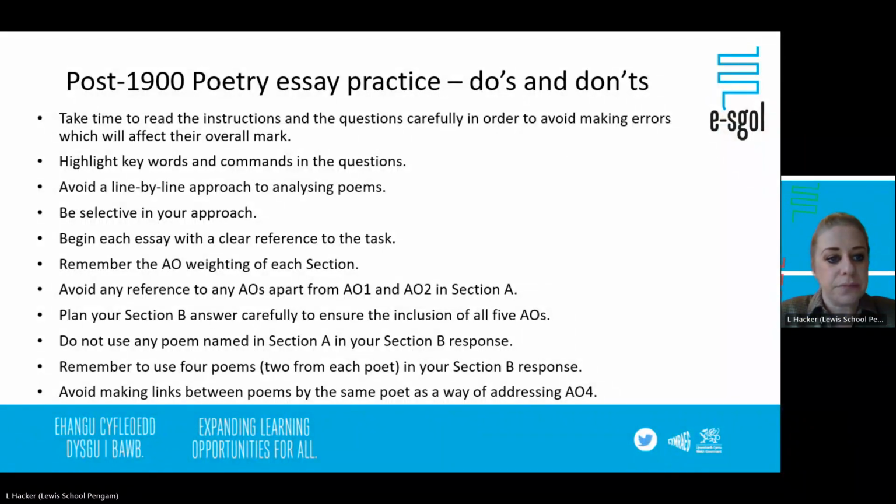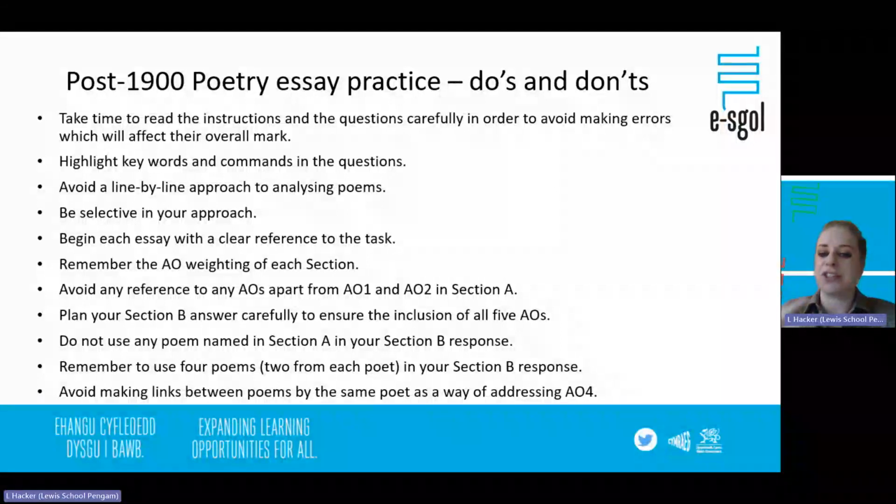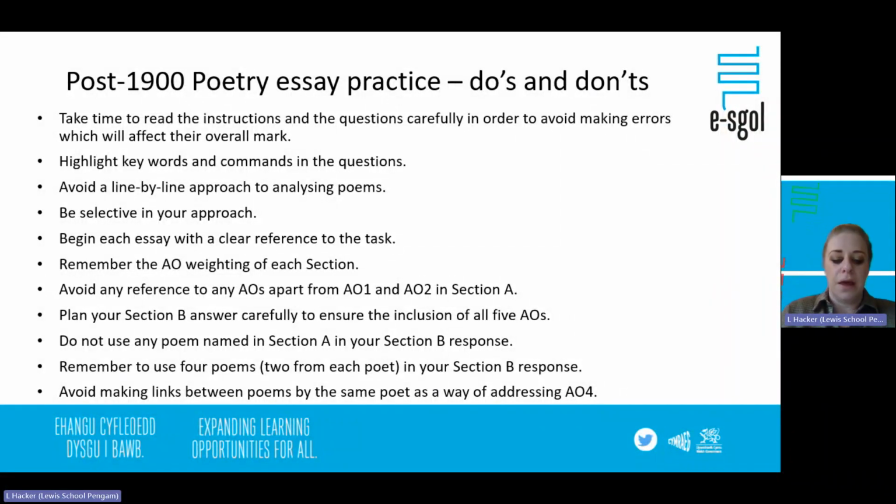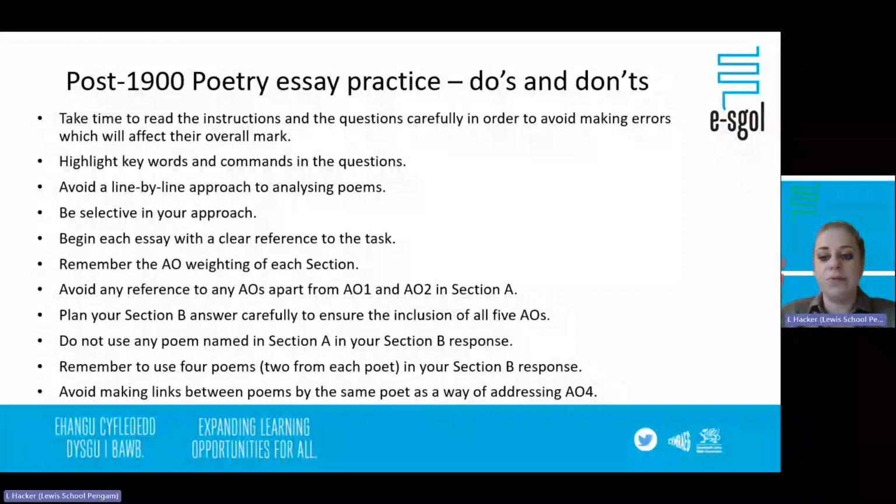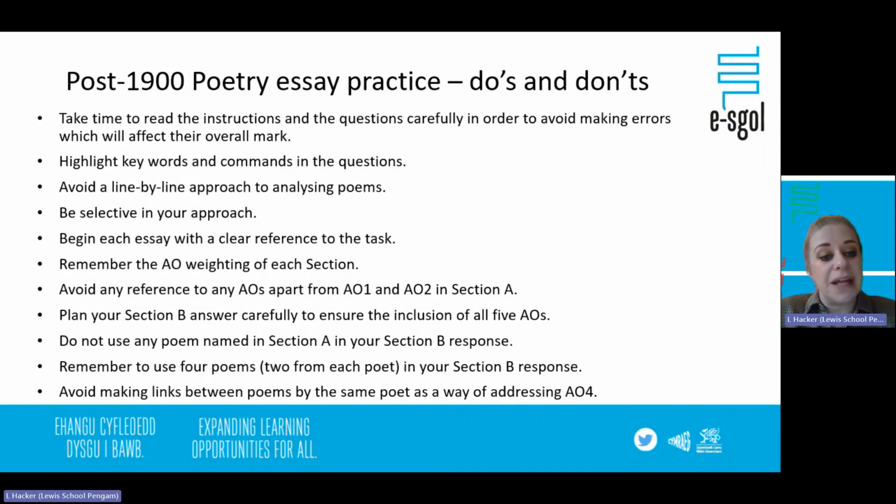Always remember that. Do avoid any reference to any AOs apart from AO1 and AO2 in Section A. So there's just a little reminder really about the Unit 2 Section A, the first session in these recorded sessions. You must not answer using any other AOs in Section A because you will not gain marks for them. Do plan your Section B answer carefully to ensure the inclusion of all 5 assessment objectives. Again, I cannot stress enough the importance of that 15 minutes of planning of your essay. Do not use any poem named in Section A in your Section B response. Again, that's really, really important.